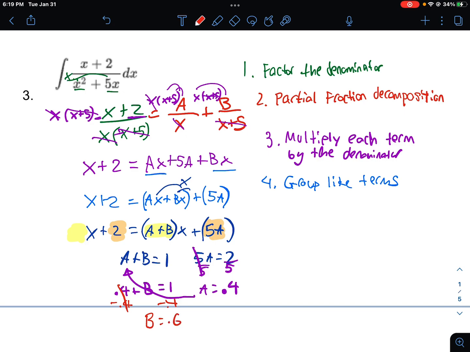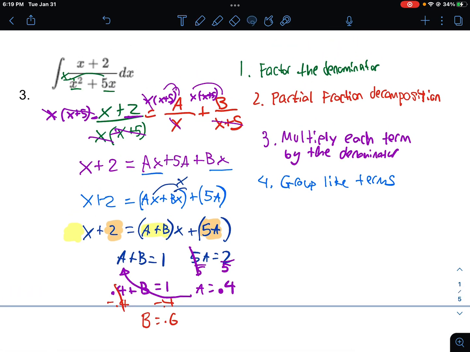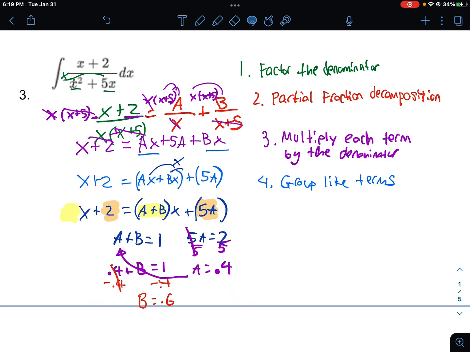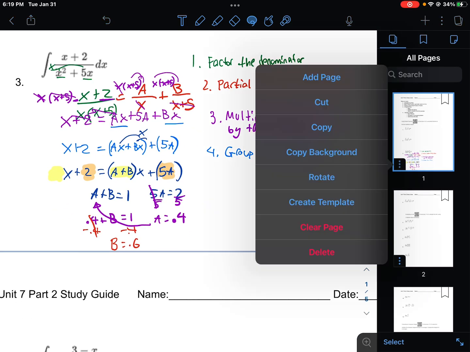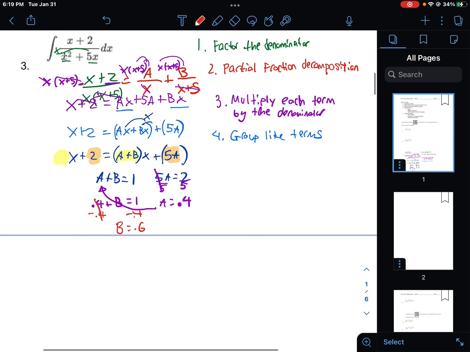You can, of course, leave this as fractions, and what's nice about this is it's going to allow us to actually integrate. The problem with it before is it doesn't fit any of the other forms. We have to do this. Let me go ahead and add a page so I don't run out of room. And so when we do this, we're going to have the integral of a over x, which is going to be 0.4 over x, plus 0.6 over x plus 5 dx.